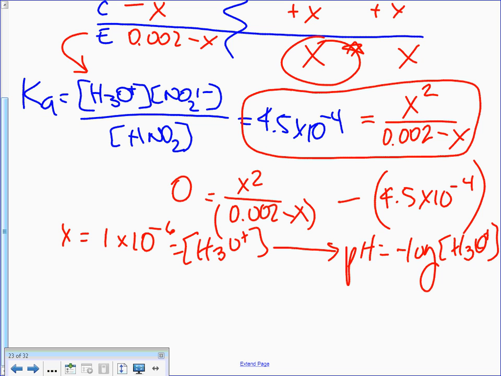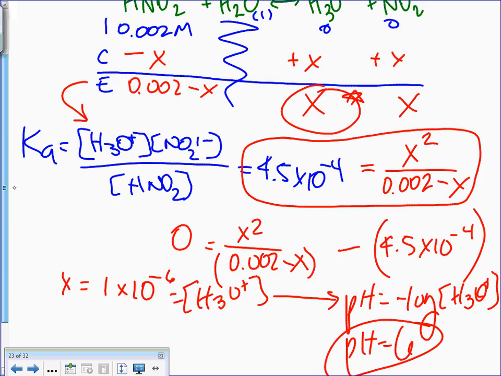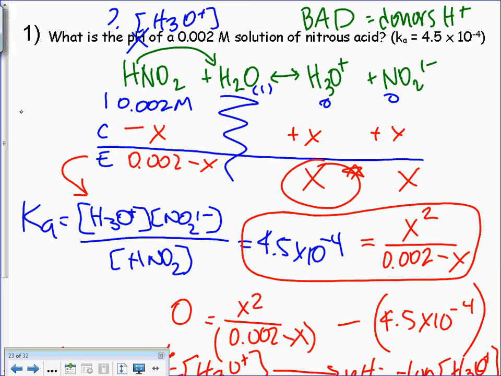So tell me, does that make sense for a weak acid? Yeah, that's super weak. It's so weak, it's almost neutral. With the real answer, it might be like 4 or 5. But that's basically how you set up a reaction with an acid.